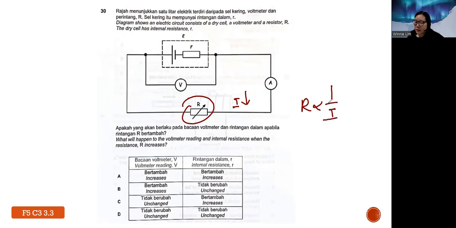Because of this, you will actually do less work. When you do less work, the voltmeter reading across the battery, the terminal voltage, stays high, since you don't do much work. So the voltmeter reading is supposed to increase. The voltmeter increases, but the internal resistance of the dry cell is unchanged. It is fixed, constant. So we check the options. Voltmeter reading increases, no change, wrong. But the internal resistance is unchanged. So the answer is B.